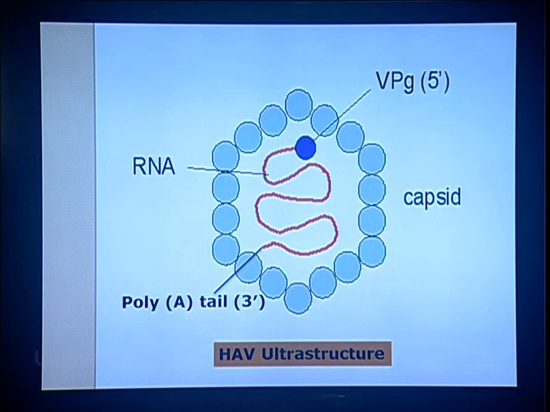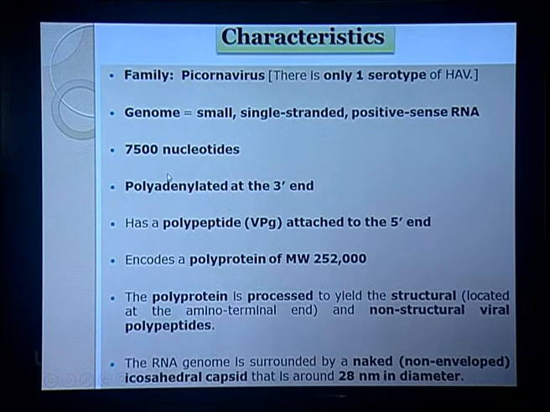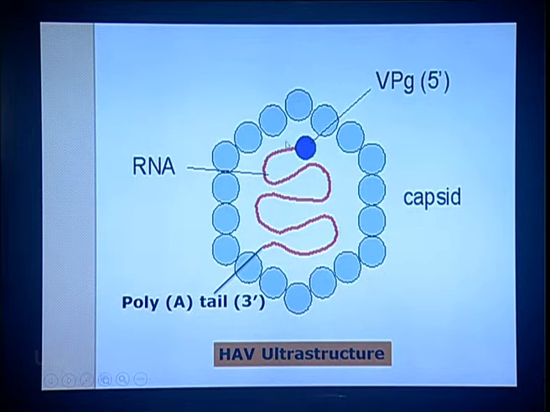If we go to the next slide, I can show you the poly A tail, which is located at the 3' end of this red colored thread that shows you the RNA genome. Now, going back to the previous slide, you can see that there is a polypeptide that is attached to the 5' end of this RNA. And what is the name of the polypeptide? VPG. I can show you this VPG protein attached to the 5' end of this RNA.